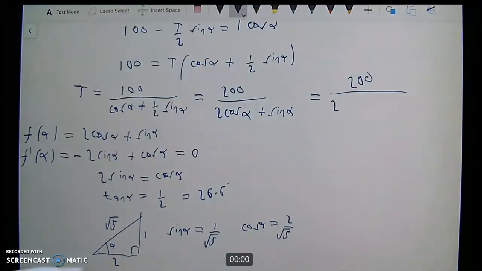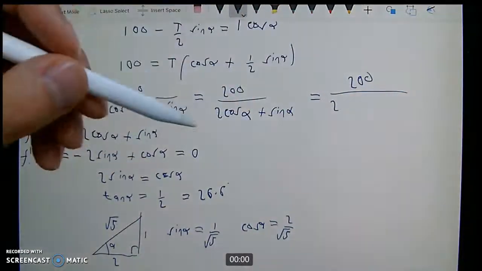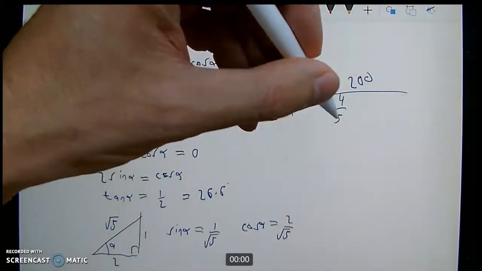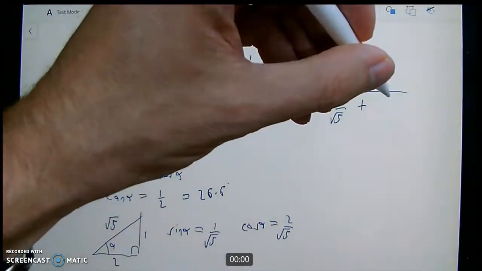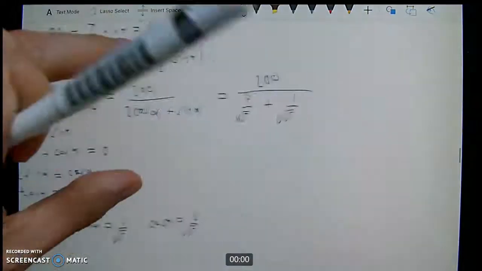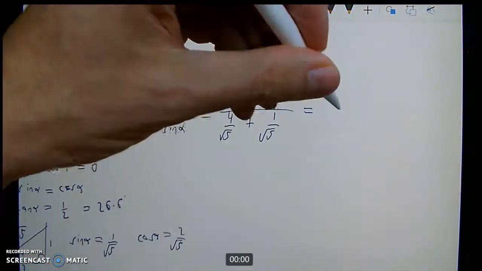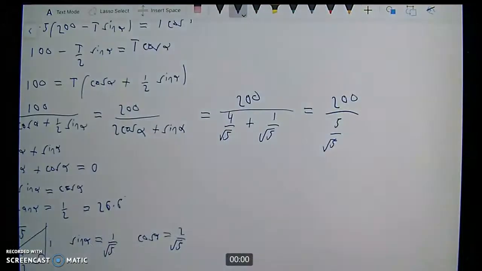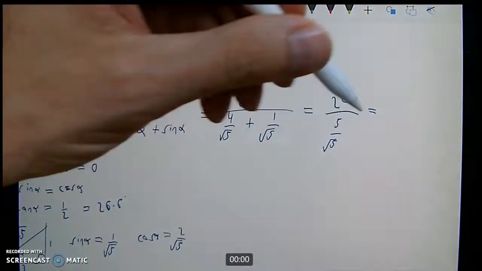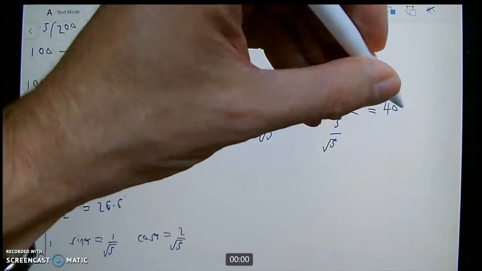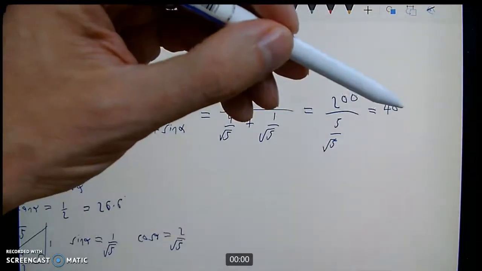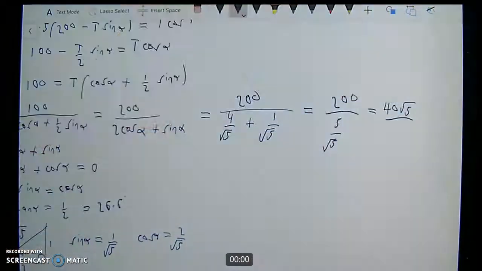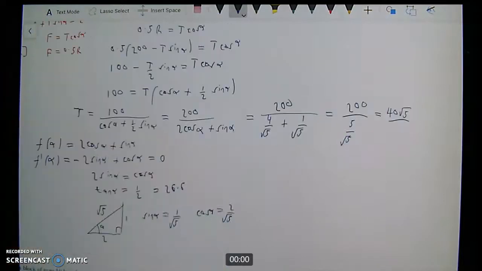So if we now substitute these values of cos alpha and sine alpha back into the expression, we end up with 200 over 2 times 2 over root 5, so that turns into 4 over root 5 plus sine alpha 1 over root 5, and simplifying the surds, working in exact form, the denominator is 5 over root 5, so we're going to end up with 200 over 5 is 40, and dividing by 1 over root 5 is equivalent to multiplying by root 5, so we end up with 40 root 5 in exact form for the minimum value of the tension.